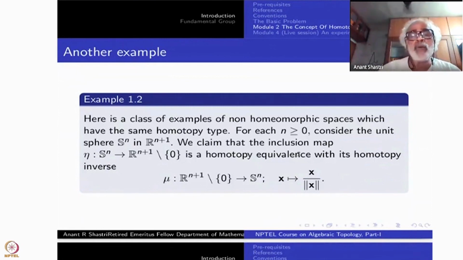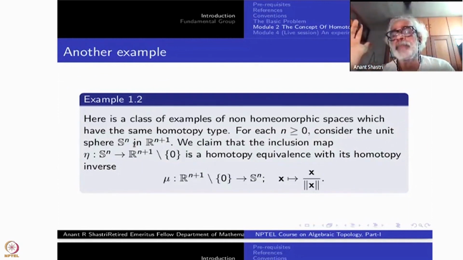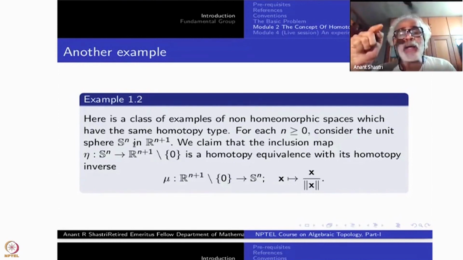For each n greater than or equal to 0, you take the unit sphere Sn in Rn plus 1. For example, when n is 0, this is R, and this is S naught. What are the unit vectors inside R? Plus 1 and minus 1. When n equal to 1, you have R2. In R2, what is the unit sphere S1? A circle, the set of all unit vectors inside R2.